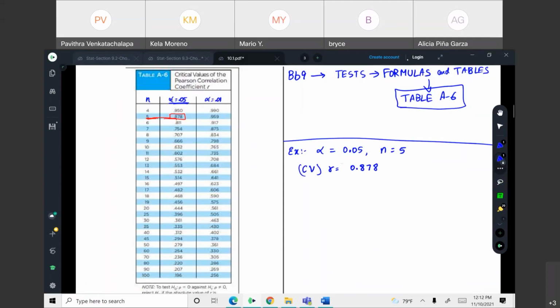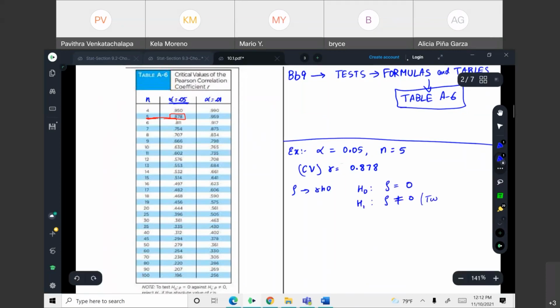So when it comes to correlation, we denote by rho. This symbol is called rho. Okay, now let's say your H naught is equal to 0 and your H1 is not equal to 0. The null and alternative hypothesis. Now, when it is not equal to 0, it is a two-tailed test, right? Now, when you have a two-tailed test, I told you that there will be two values, plus or minus.